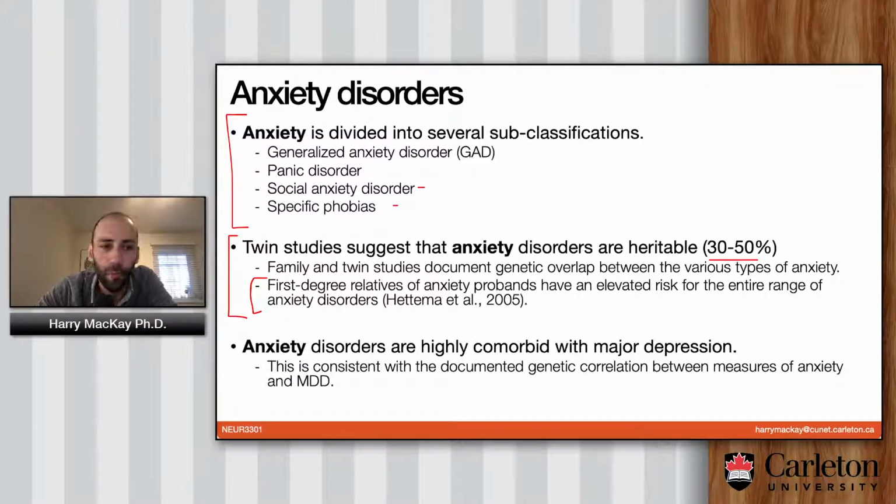So it's really the case that anxiety runs in families in a way that doesn't distinguish a whole lot between the different conditions. I mean, there are different prevalences. Obviously, I think phobias are probably less common than generalized anxiety disorder. But within that overall society-wide level of prevalence, there is quite a lot of commonality within families. And anxiety disorders, as I said, are highly comorbid with depression, which is consistent with a documented genetic correlation between measures of anxiety and depression.